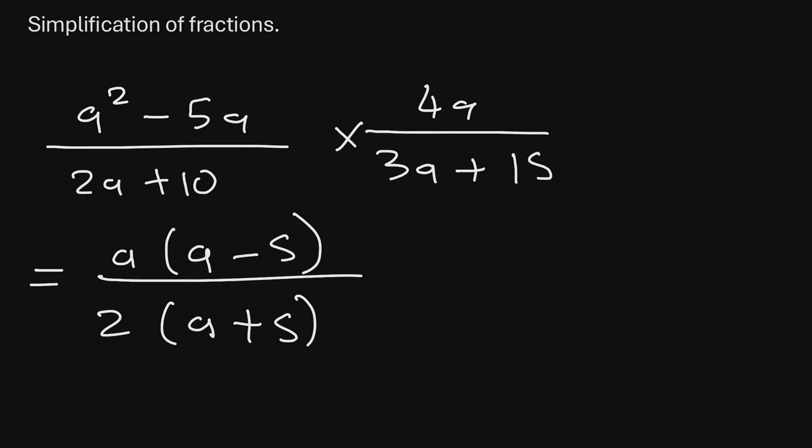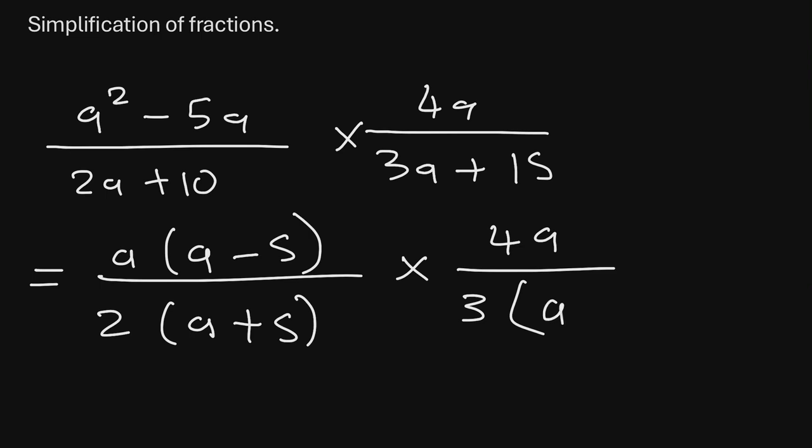So now if we move on to the other side, at the top we just have what? We just have 4a. So this cannot be factorized. But now if we look at the bottom here, we have a common factor which is how much? Which is 3. So we're going to take out 3 as a common factor, and then we're going to say what? 3a divided by 3, that's going to give us a.